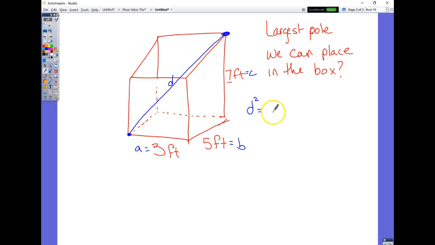the sum of the squares of the 3 sides perpendicular to each other. A to B is perpendicular, B to C is perpendicular, and C to A is also perpendicular.